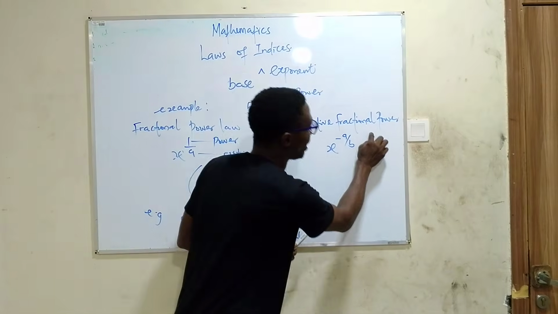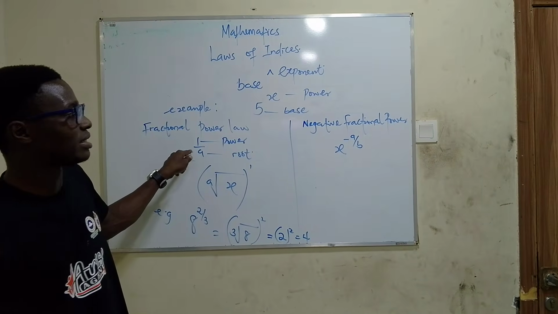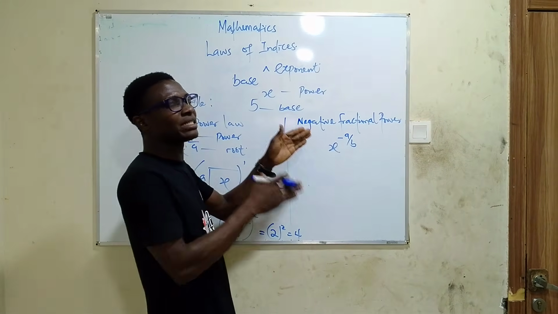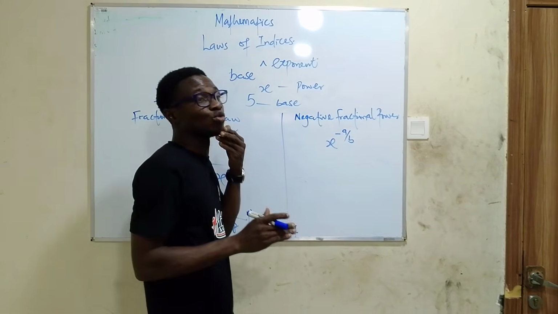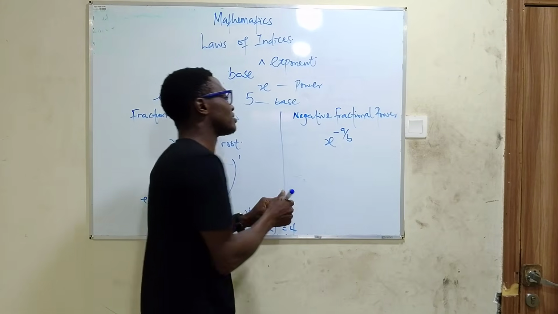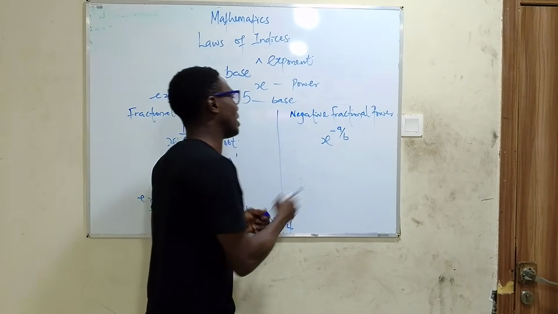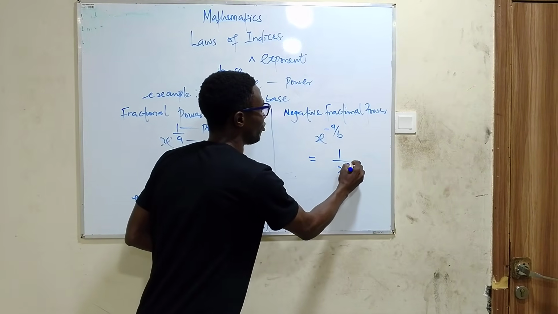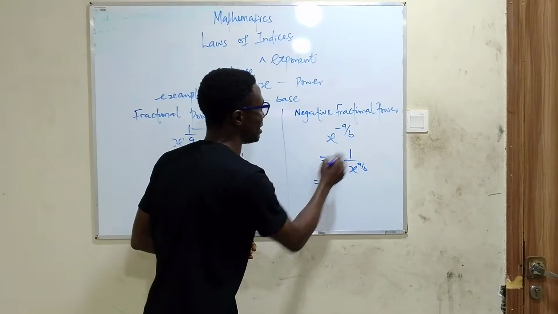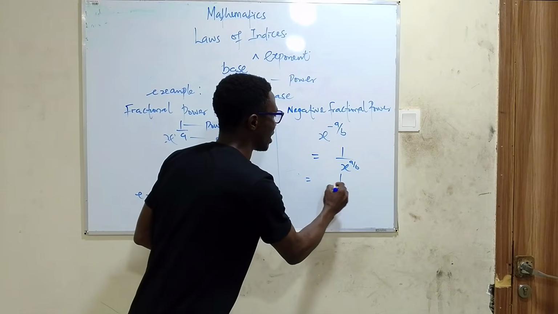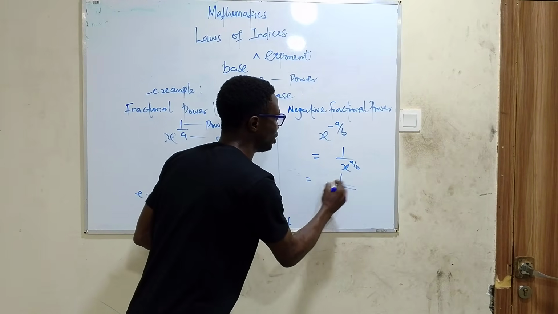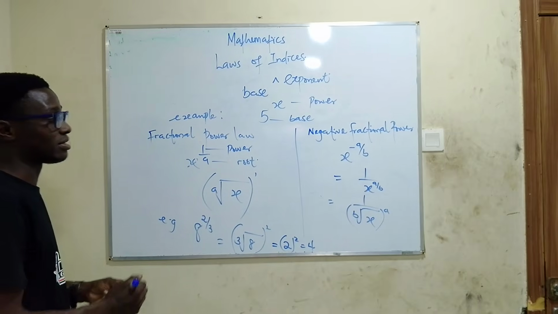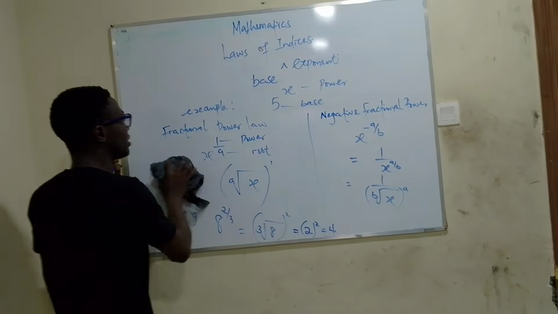Now, a is the power and b is the root, as earlier stated, but it has a negative. For the negative to disappear, we just need to take the inverse of the base and use a positive power. So that's 1 over x to the power of a over b, which is 1 over the b-th root of x, all to the power of a.